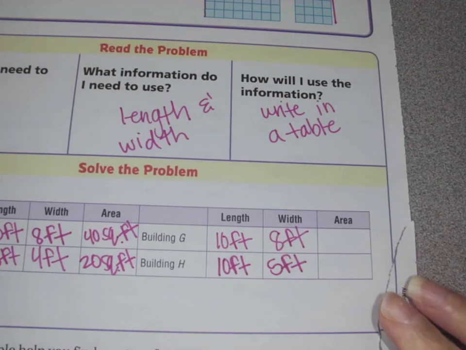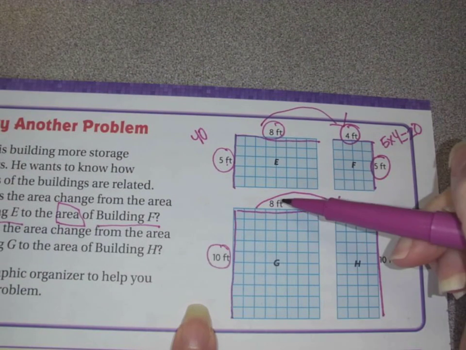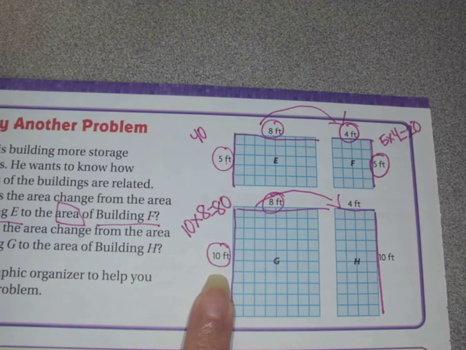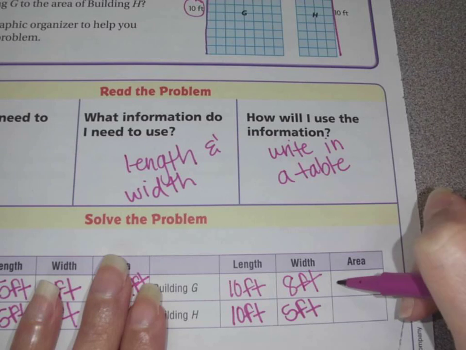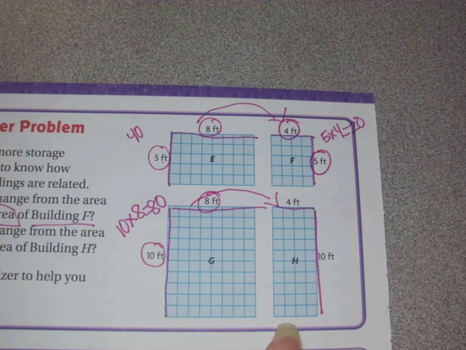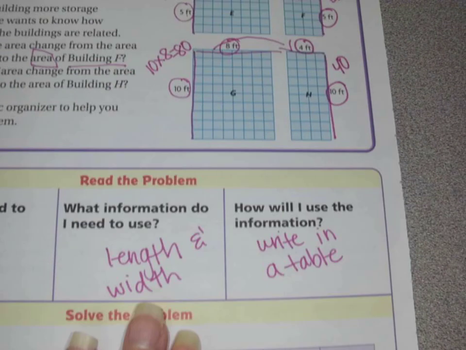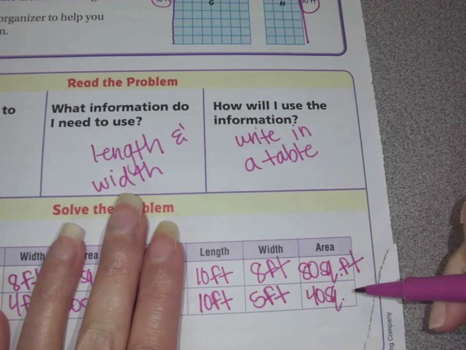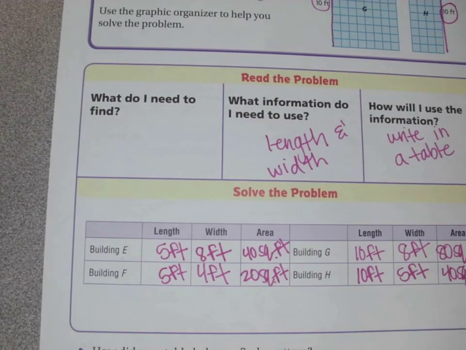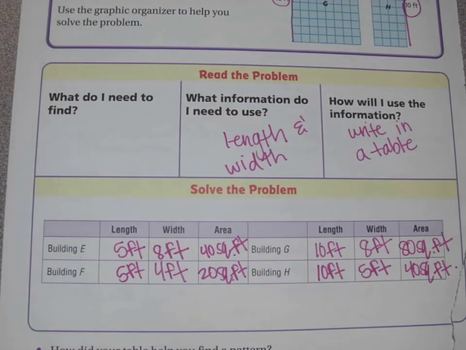Now let's figure out the area for building G. Okay, all you have to do is multiply the two sides. 10 feet times 8 feet equals 80. So the area for G is 80 square feet. And then let's do the same thing for H. Find the area. Multiply the length times the width. 10 times 4 is 40. So 40 square feet. All right, so let's check it out. Now that we wrote for all of the buildings their lengths and the widths, and then we multiplied to find the area. All right, so let's compare.